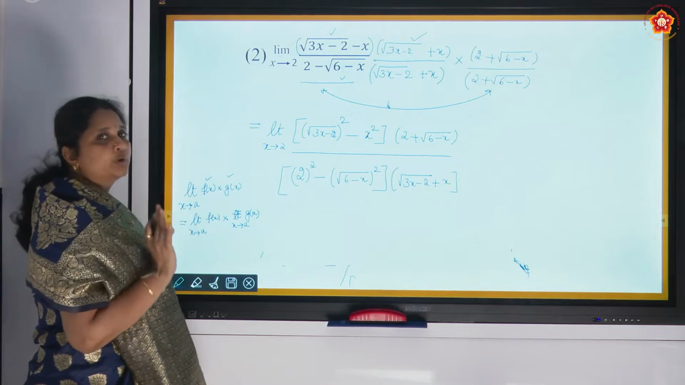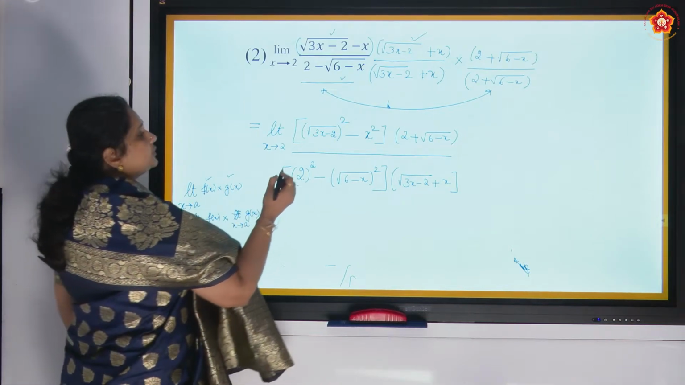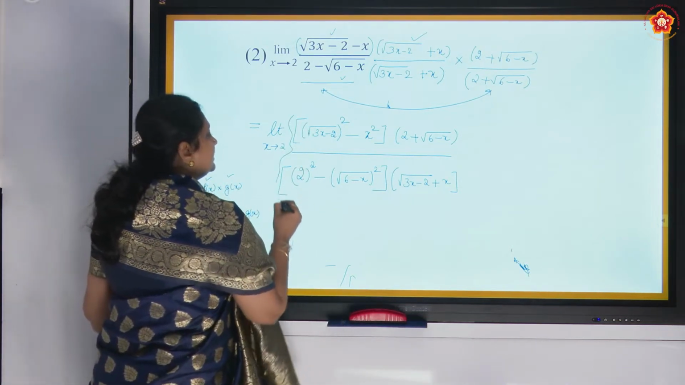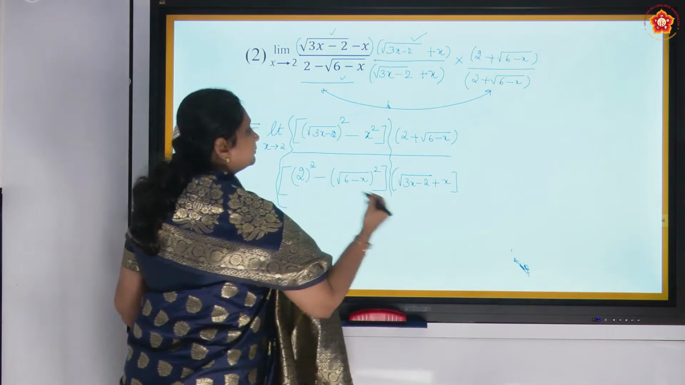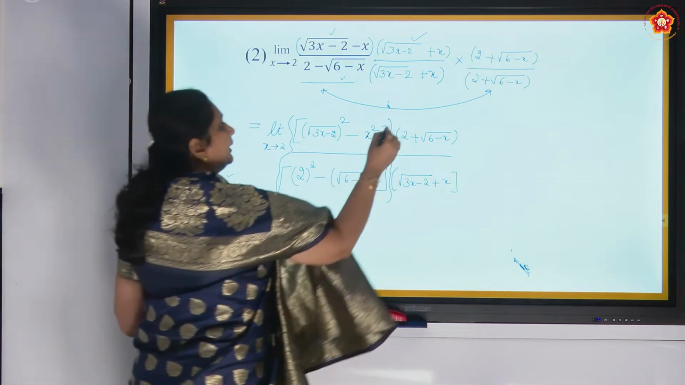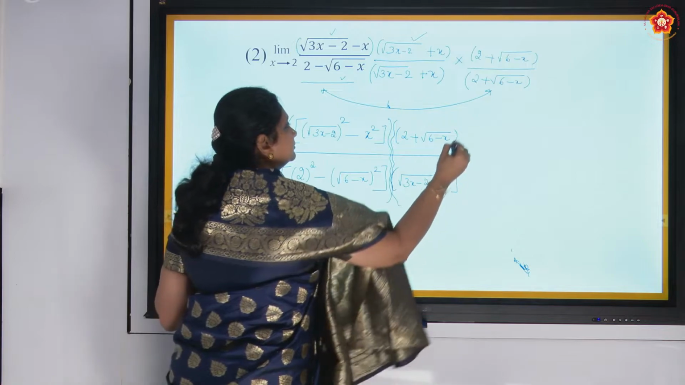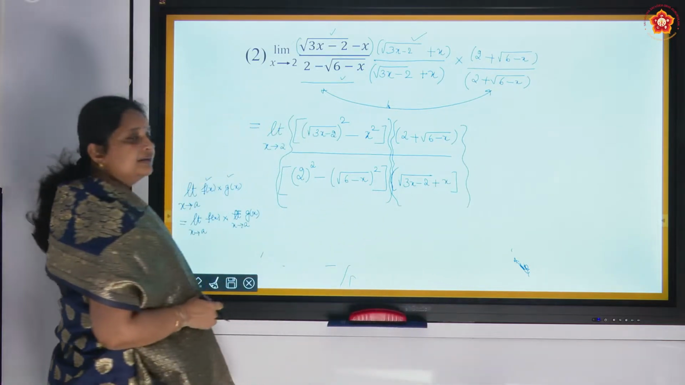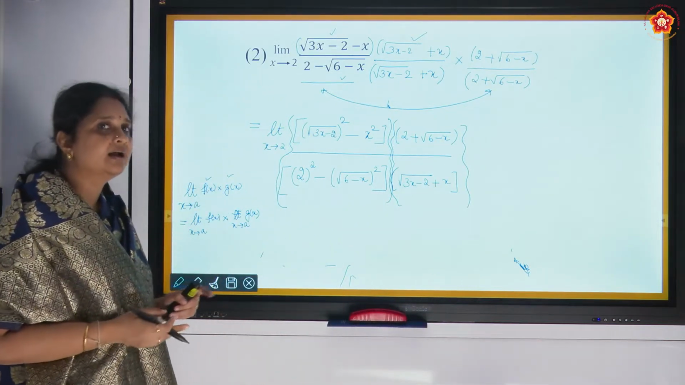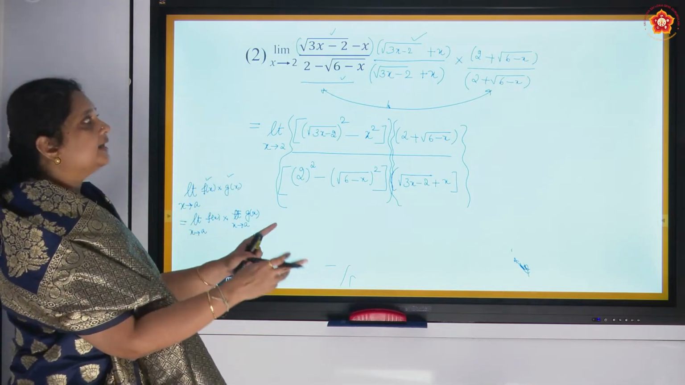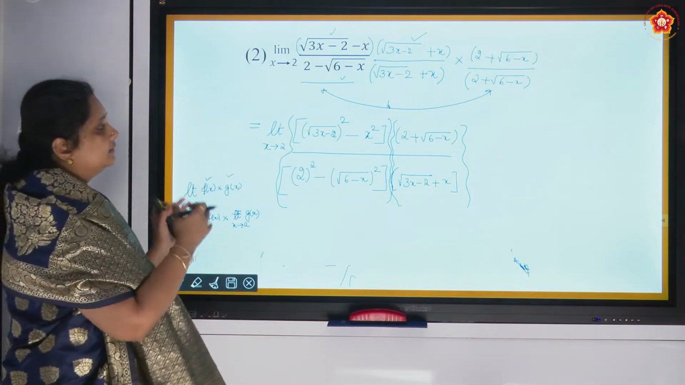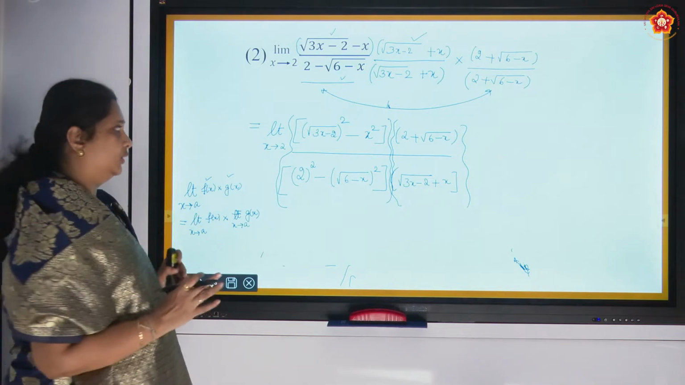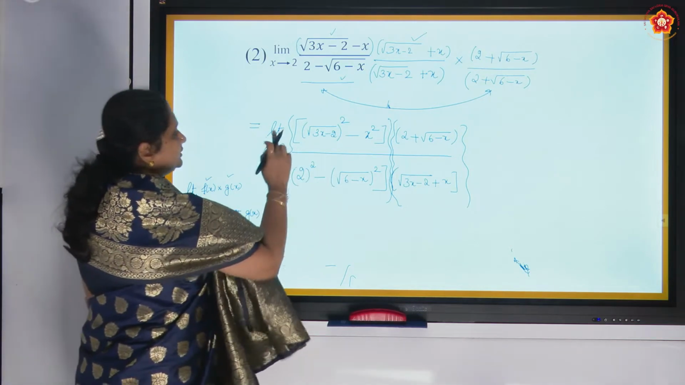So, I can split the limits like this and then multiply it. The same thing I am going to do here. I am going to pair these two up and then pair these two up and separate it and apply limits so that it becomes easier. Otherwise, it's going to lead us again into an indeterminate form and the question is going to go very long. Okay. So, now let's see what happens here.